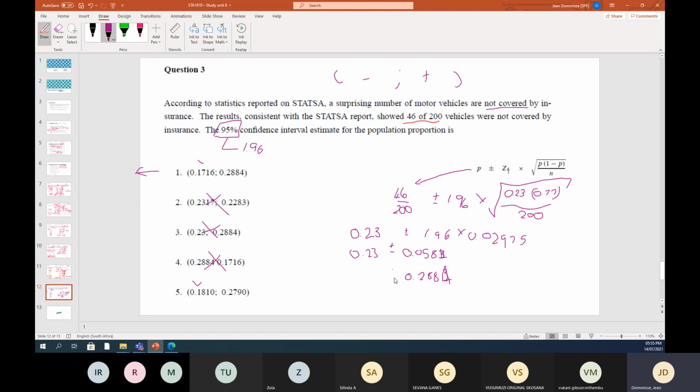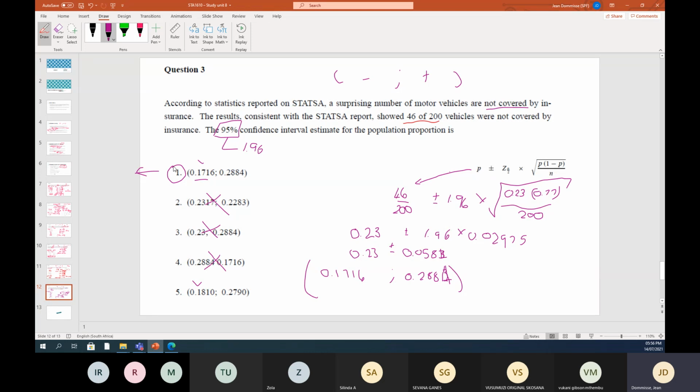And then the bottom one is 0,23 minus that. So it is 0,1716. Okay, which is that one, yes. So option 1 is the correct answer.